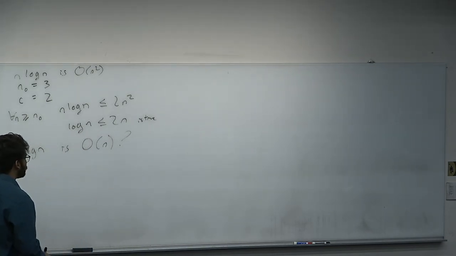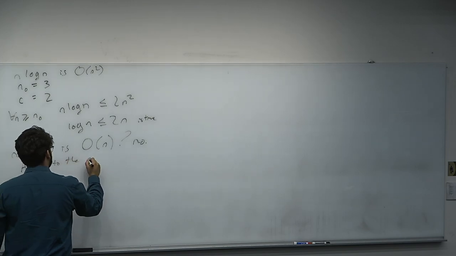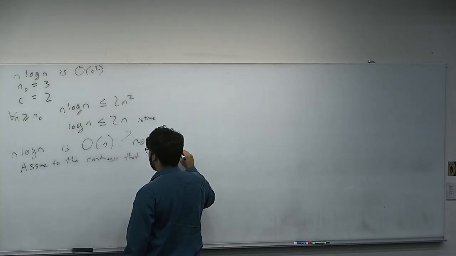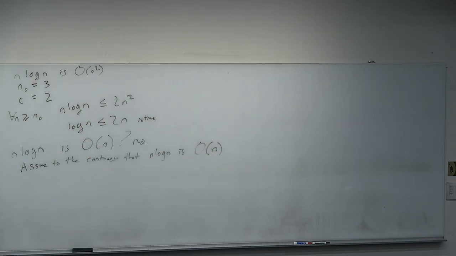Here's how you prove something is not a big O of something else. Assume to the contrary that n log n is O of n. Normally in a proof, you always sort of deduce yourself down to the most basic definitions. If n log n is O of n, what is the next step? Find our witnesses? Well, what you should do instead is delegate exactly and only to the definition of what big O means.